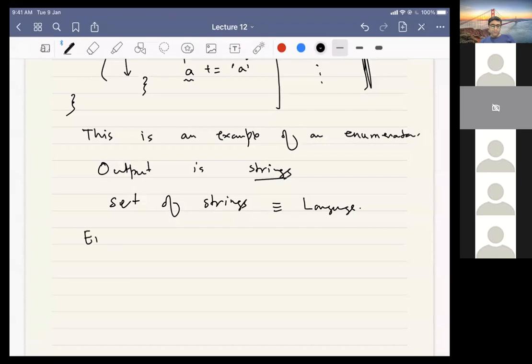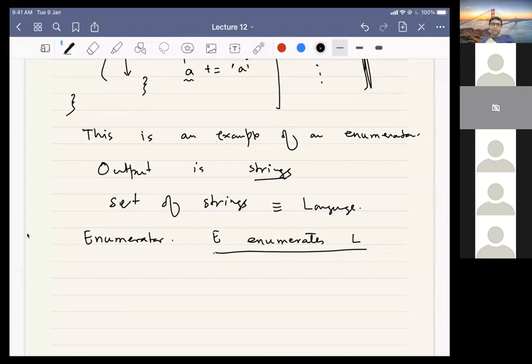So we say that we have an enumerator. Let's say E is an enumerator. And this enumerator generates or enumerates a language. So whenever we say that E enumerates L, it means that the strings in the language L are generated one after another by this machine E. Okay, it may take infinite time to generate all the strings because the language could be infinitely long, but it will eventually generate all the possible strings that are in the language. Is this clear? Yes, sir. Very simple concept.